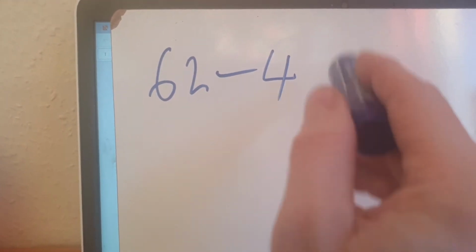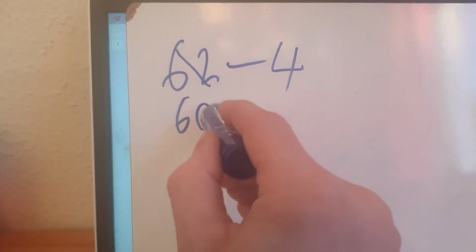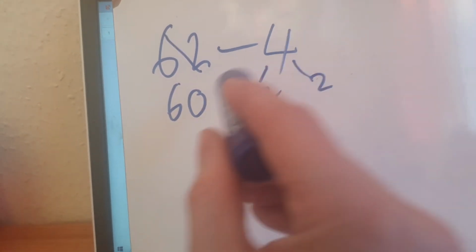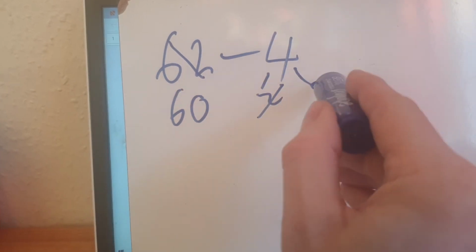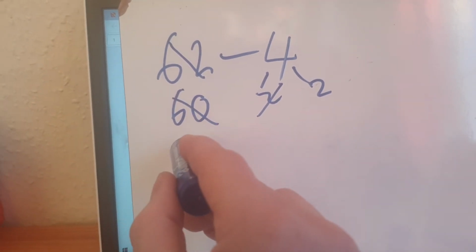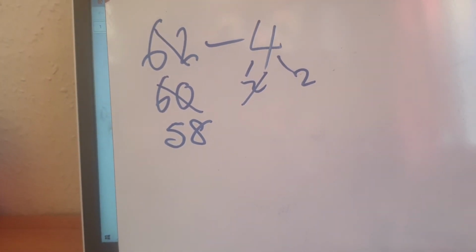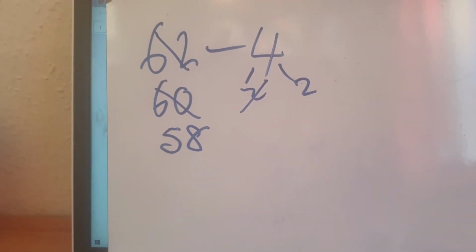62 take away 4. Well, if I take away 2, that leaves me with 60. Partition my 4 into 2 and a 2. And then I've got 2 left. Take away 2. 58. So we can count back in ones, but what we need to do is find quicker ways.